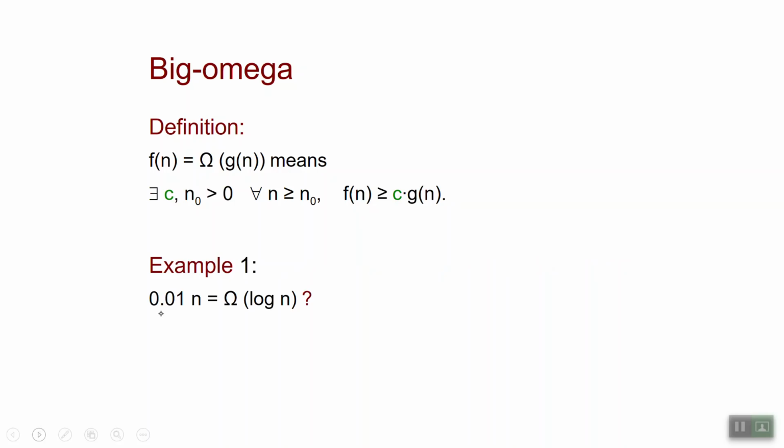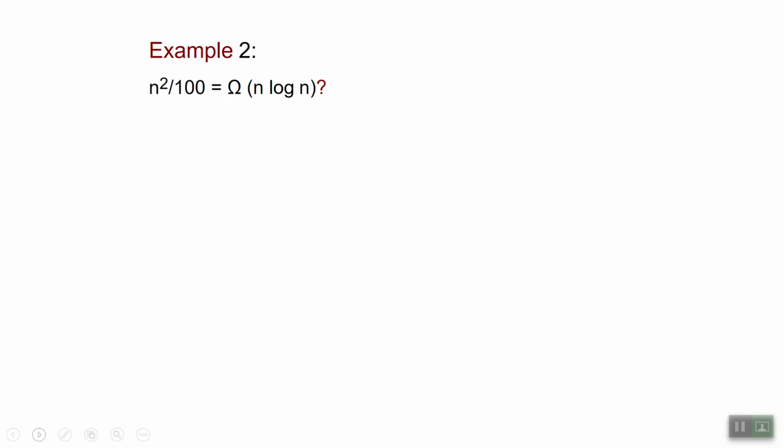In the first example, we can ask if 0.01n is omega of log n, and the answer is yes. This is a polynomial function which will definitely grow faster than a logarithmic function. And just to verify that, we can notice that you can pick any value for c that's larger than 0. Another example is n squared over 100 omega of n log n. And the answer is again yes. Here I have a polynomial that's larger than 1, and that's going to grow faster than n times log n. And in fact, again, you can pick any c. If you want to make things simple, you can pick c to be 1 over 100 to exactly cancel this constant, but you don't have to.